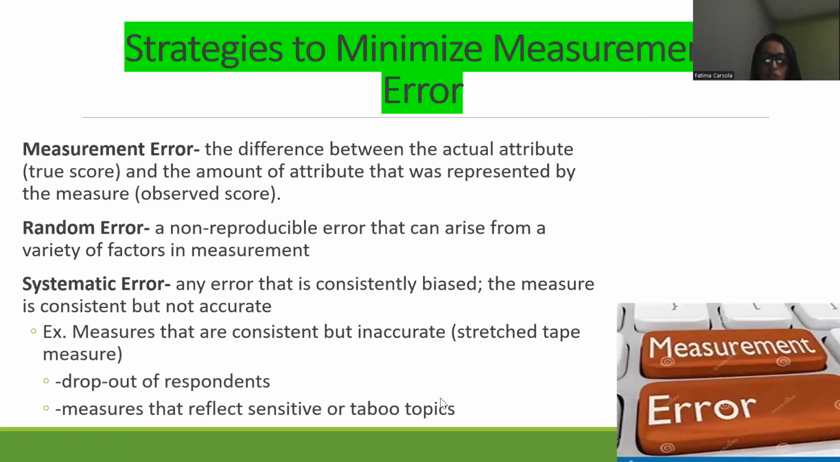So we have here strategies to minimize measurement error. Again, measurement error is the amount of difference between the actual attribute or the true score and the observed score. So measurement error is present in every instrument to some degree or another, and it may be either random or systematic. When we say random error, it's non-reproducible, and when we say systematic error, an example is when the tape measure is stretched when you're measuring, for example, the length of a newborn after delivery, and the tape measure that you're using is stretched, so that in that moment, measures could be consistent but inaccurate.